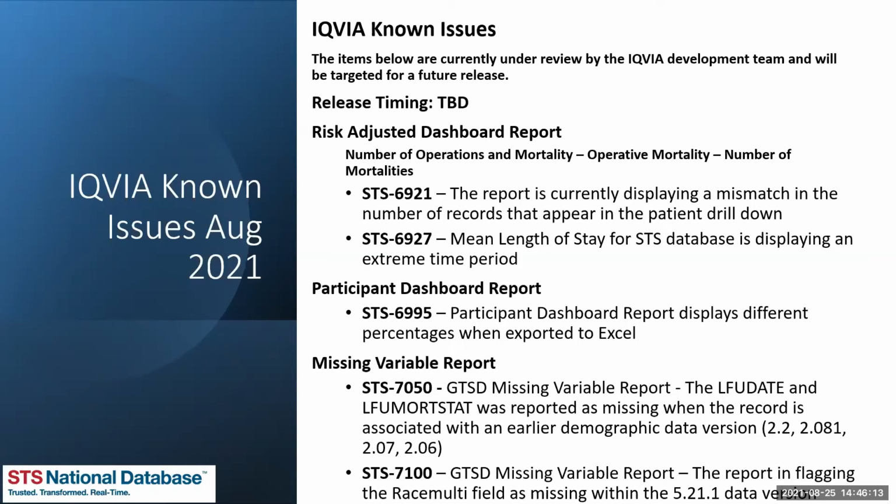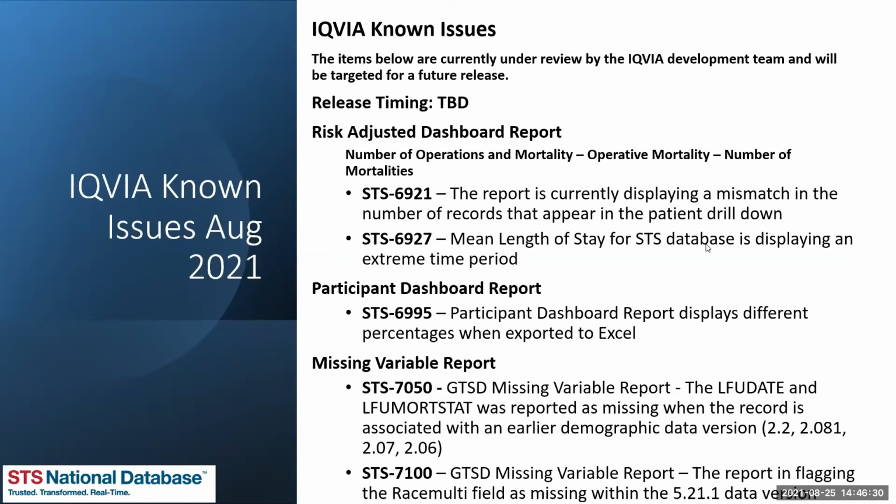So, for example, I think in the example for the bug, the demographics version is 2.2, but these two variables weren't added at that time, and so they should count as missing because they didn't exist. And so that's something we're working to make some updates for.